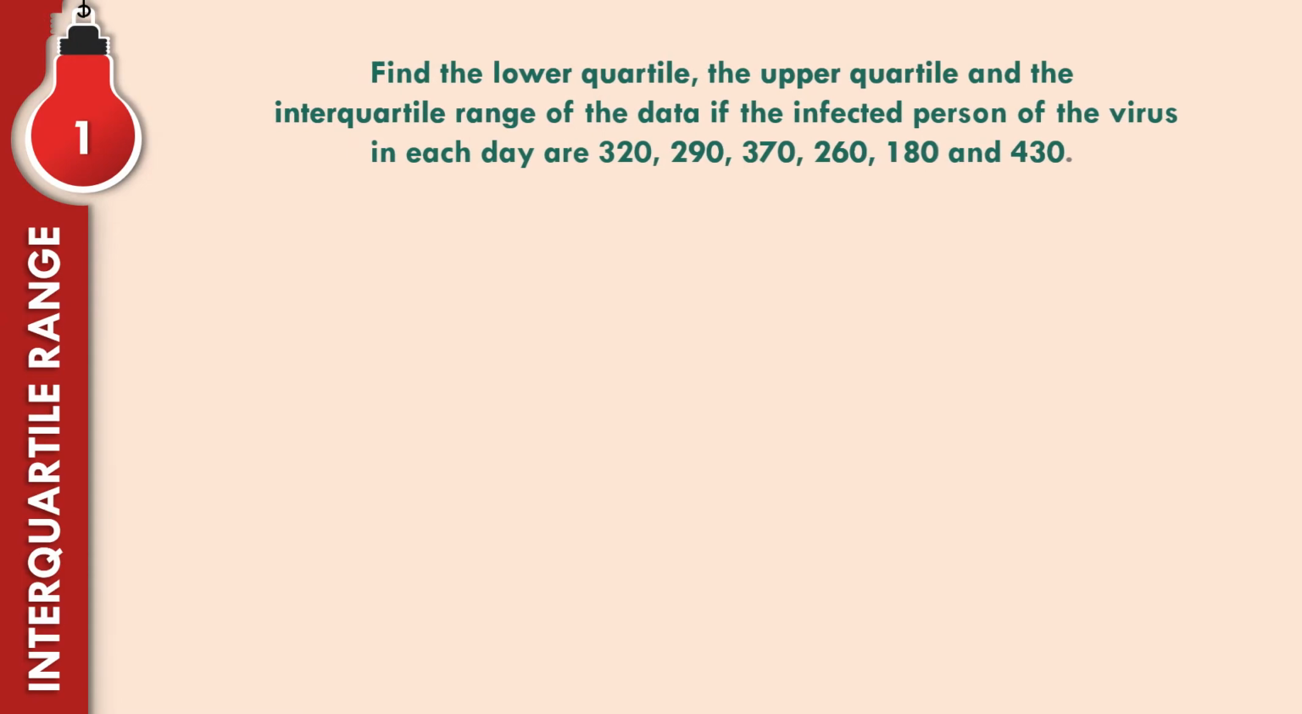In example number 1, find the lower quartile, the upper quartile, and the interquartile range of the data if the infected persons of the virus in each day are 320, 290, 370, 260, 180, and 430. So let us arrange those numbers in ascending order from lowest to highest. The lowest is 180, so we write 180. After 180, that is 260, and then 290, 320, 370, and 430.